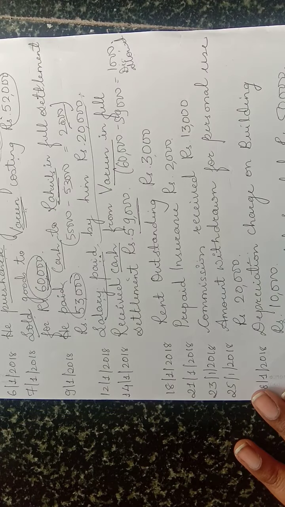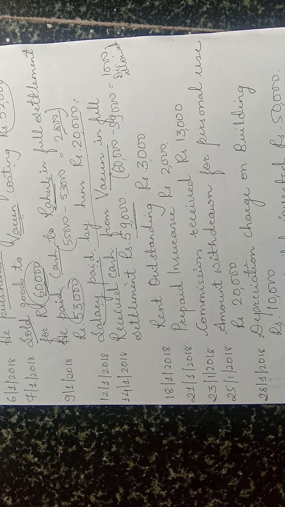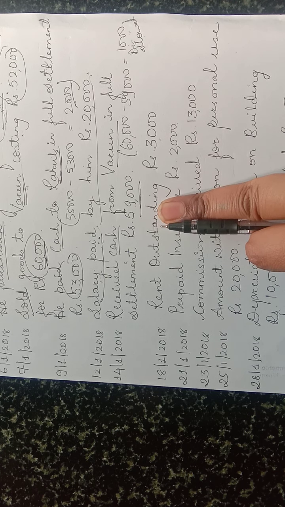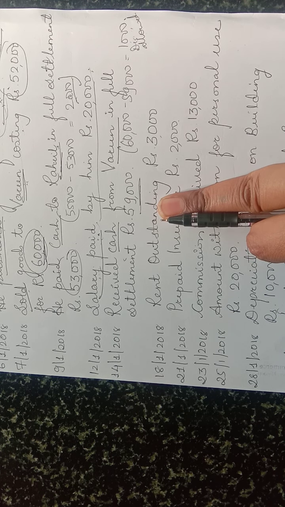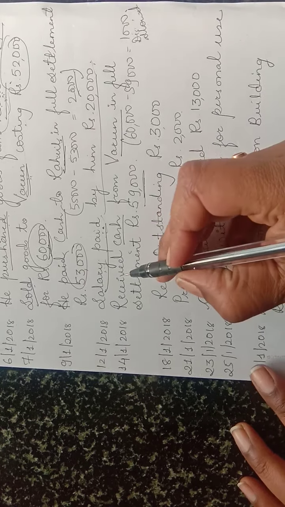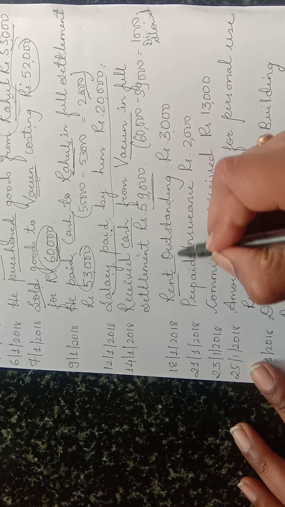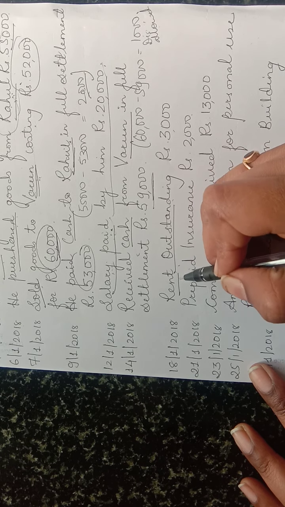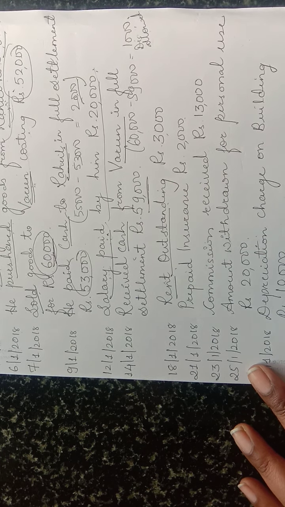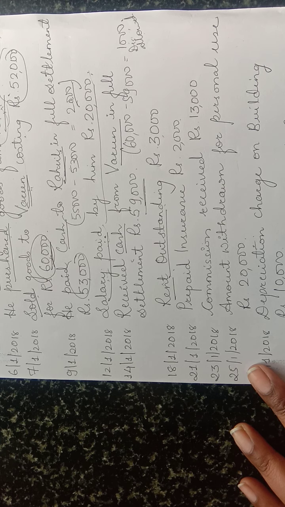Next, see 18th date, rent outstanding. Okay, so rent is outstanding. Outstanding means we have to pay rent but not yet paid. It means it is our liability. So rent account and outstanding rent account, two accounts will come. Rent account is an expense, expense means debit, and outstanding rent is a liability yet to be paid. So liability means you have to credit it.